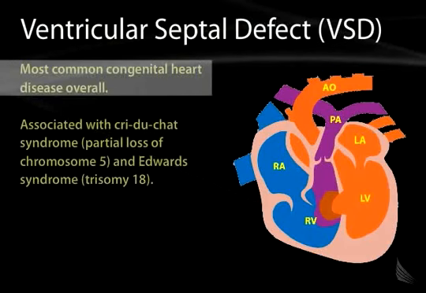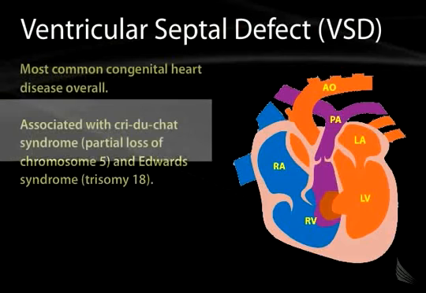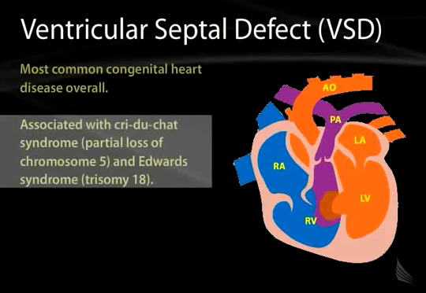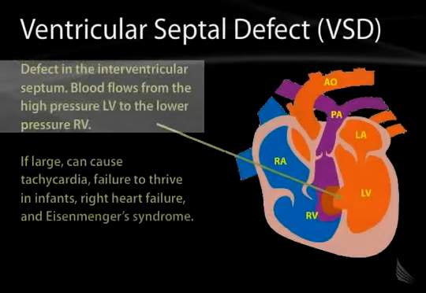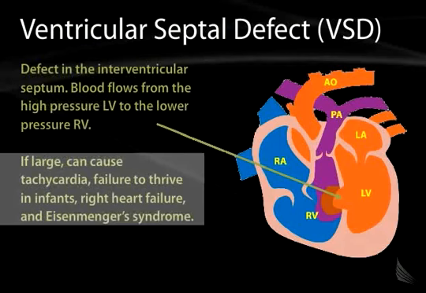VSDs are the most common congenital heart disease overall. It's associated with various genetic defects such as Cri-du-chat, partial loss of chromosome 5, Edwards syndrome, or trisomy 18. It's a defect in the interventricular septum, which allows blood to flow from the high-pressure LV to the lower-pressure RV. If it's large, it can lead to tachycardia, failure to thrive in infants, and right heart failure, and ultimately, again, the shunt can reverse and cause Eisenmenger's.